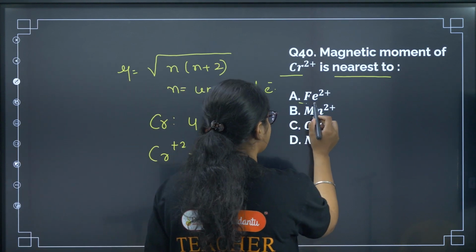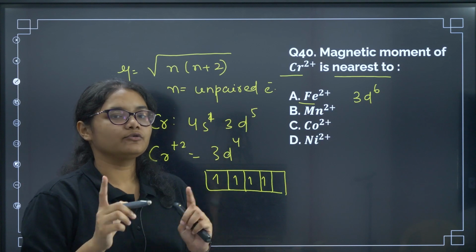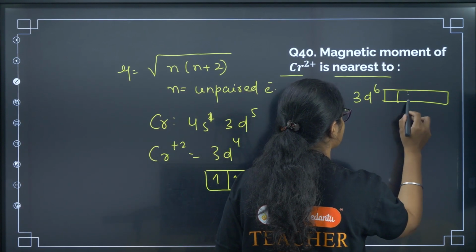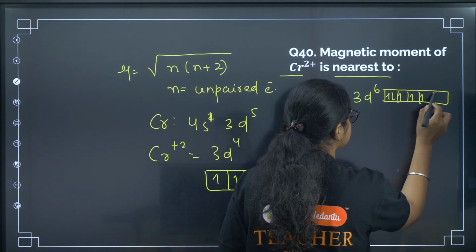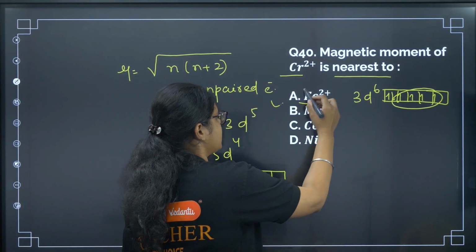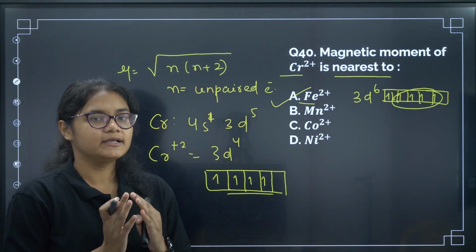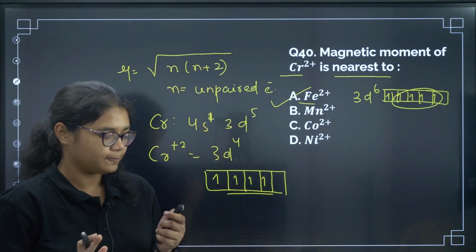So now if you check Fe2+, the electronic configuration is 3d6 4s2. Fe2+ will have 3d6. So now if we draw this 3d6 in the d orbitals, we have 1, 2, 3, 4, 5 and 6. So again we have 4 unpaired electrons. So the magnetic moment value will be similar or nearest. So the correct answer for this question will be option A.